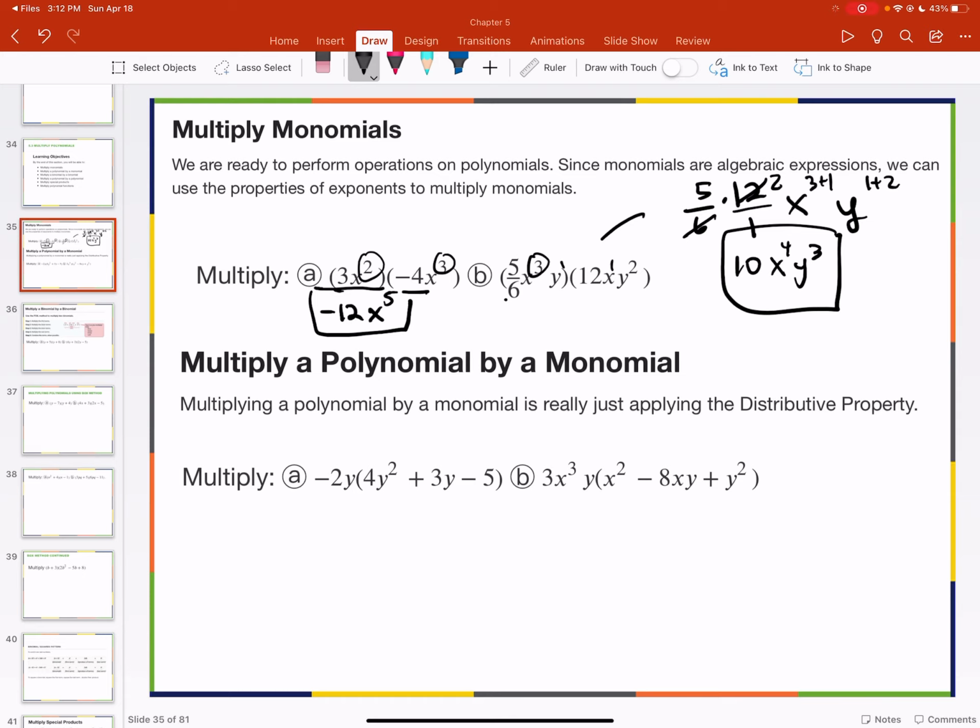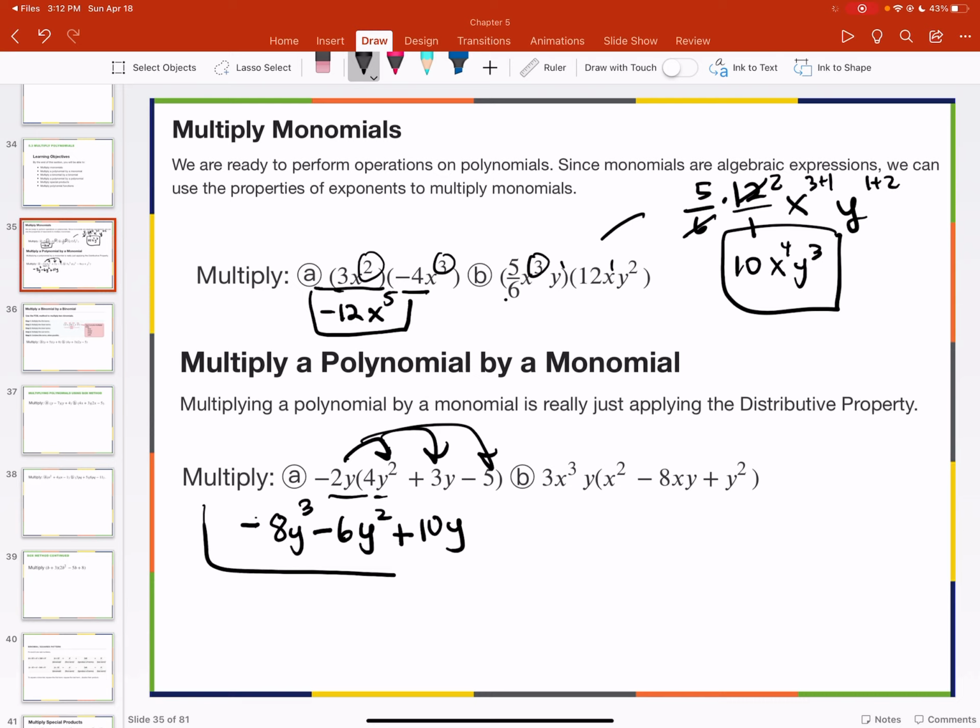Okay, now if you're multiplying a polynomial by a monomial, you're basically just applying the distributive property. You just multiply term by term. So you have negative 2y times 4y squared, that becomes negative 8y cubed. Negative 2 times 3, so negative 6y squared. Then finally plus 10y.